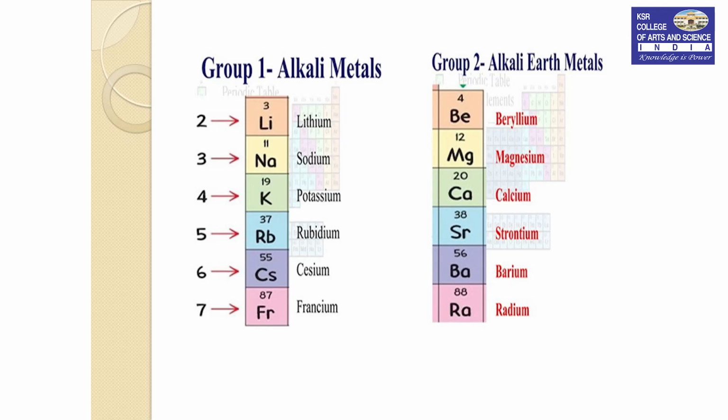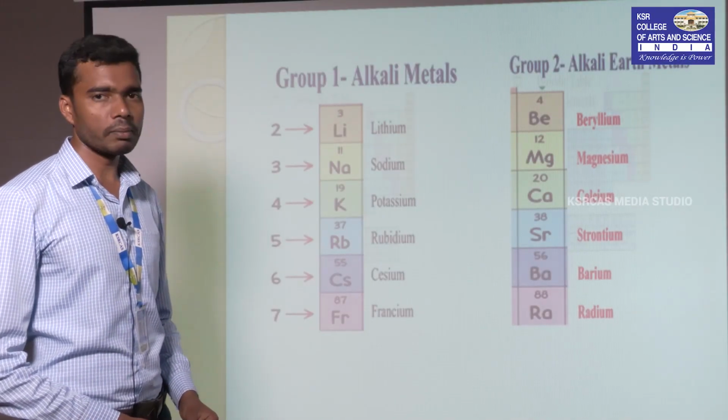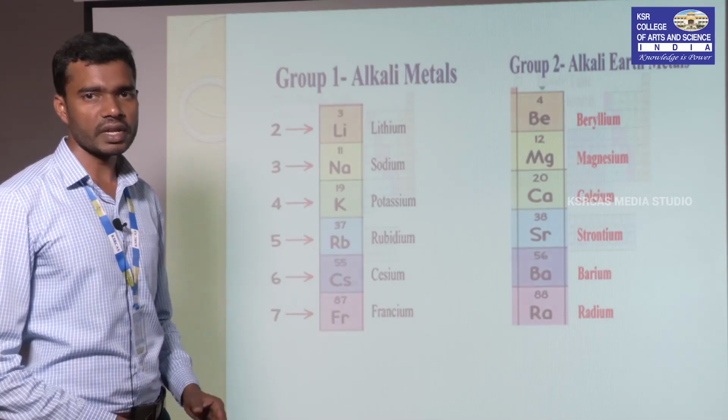So group 1 alkali metals are hydrogen, lithium, sodium, potassium, rubidium, cesium, and francium. Group 2 alkaline earth metals are beryllium, magnesium, calcium, strontium, barium, and radium.